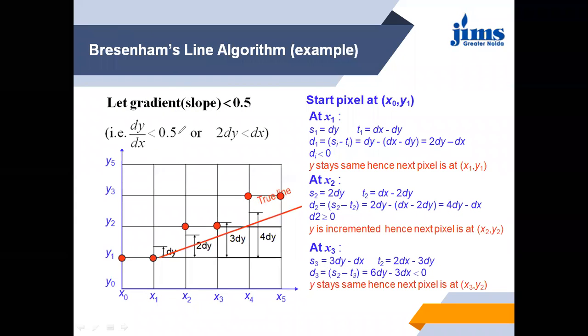So I am taking a line whose slope is less than 0.5, which means the angle of the line is less than 45 degrees. From the line, this is the value of dx.